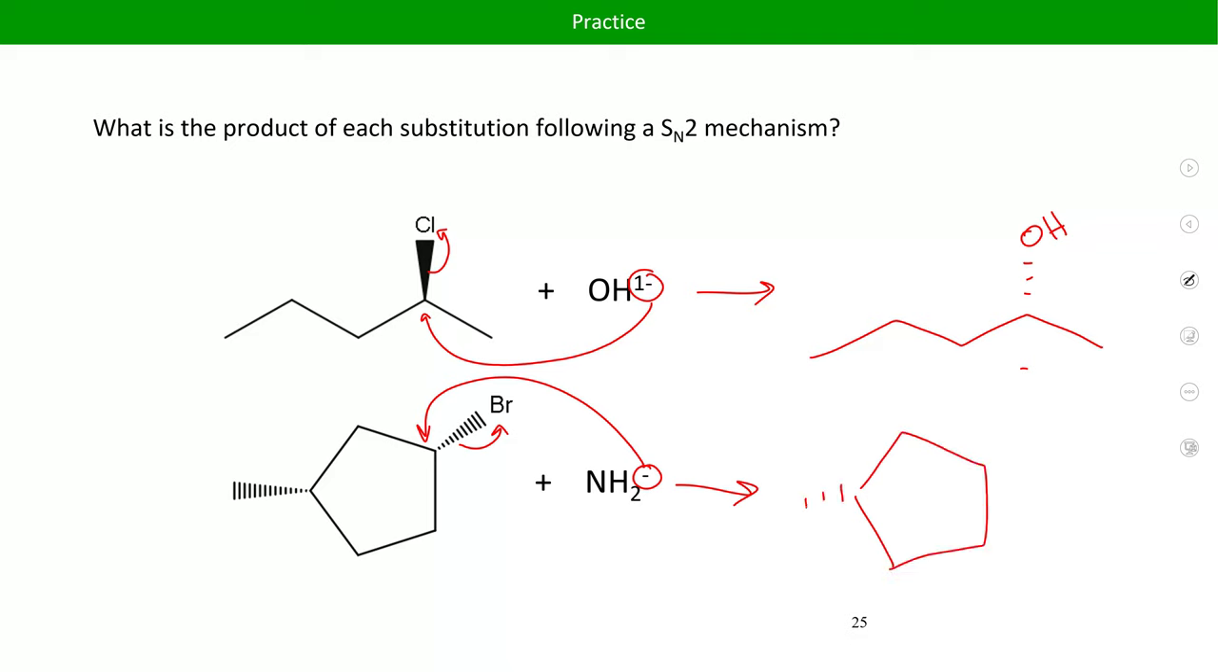The methyl group doesn't move at all, because we didn't touch that stereocenter, right? The active carbon, you think of this as being flat, the bromine going into the board, your nitrogen coming from in front of the board, pushing the bromine away. So it's trans now.